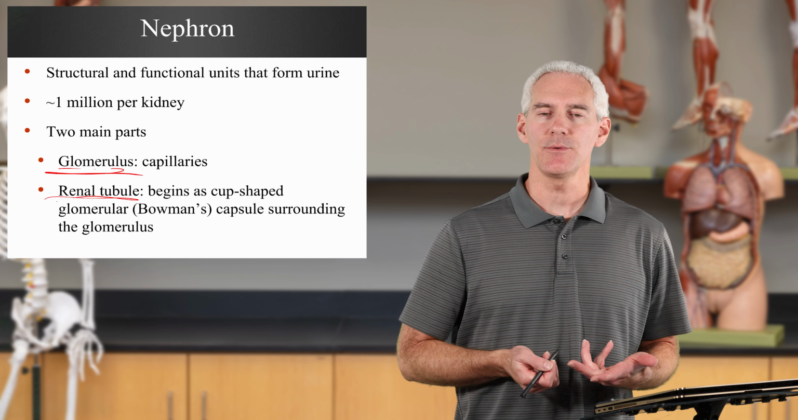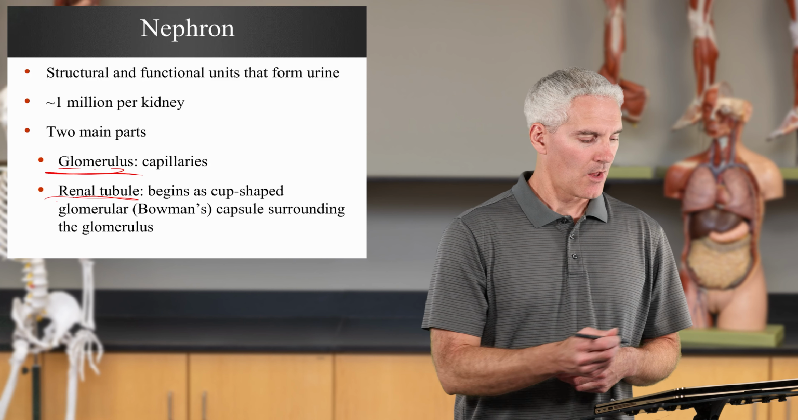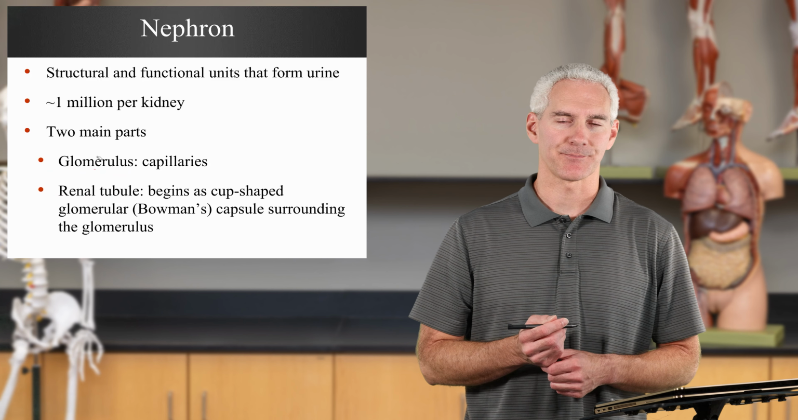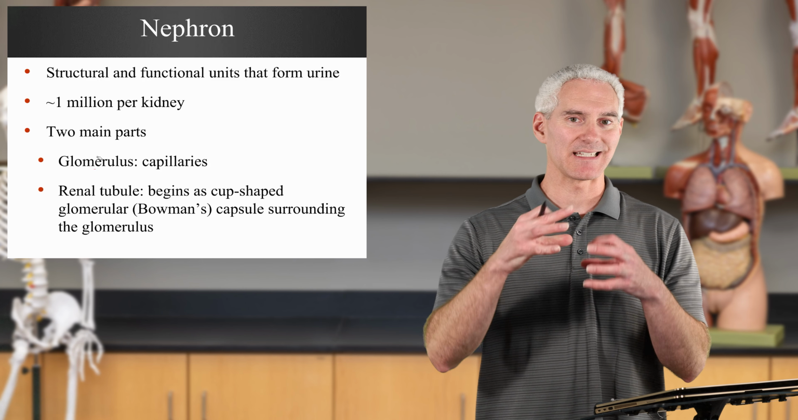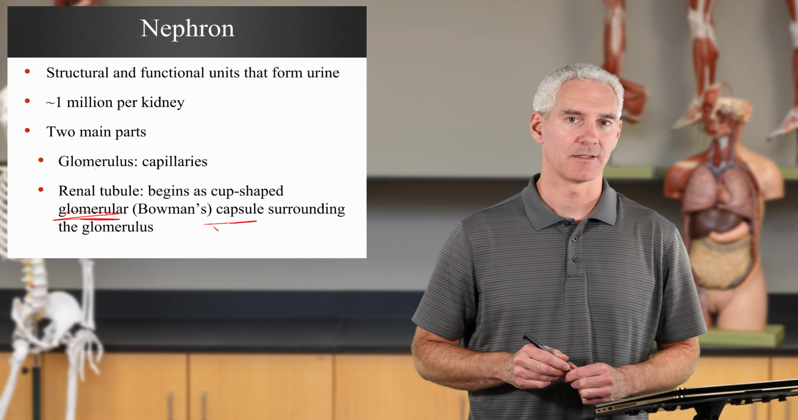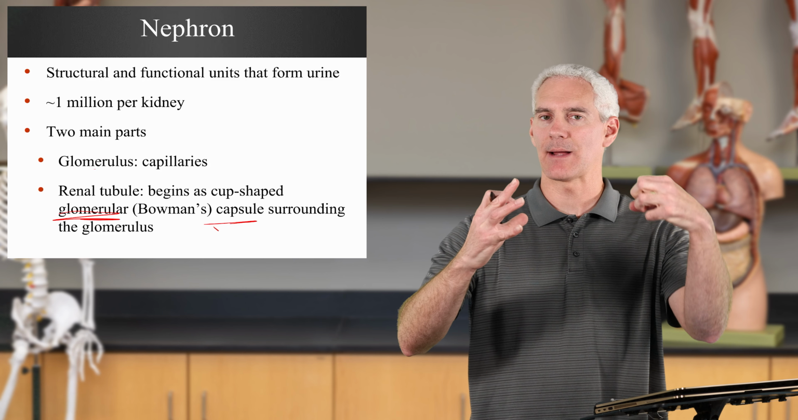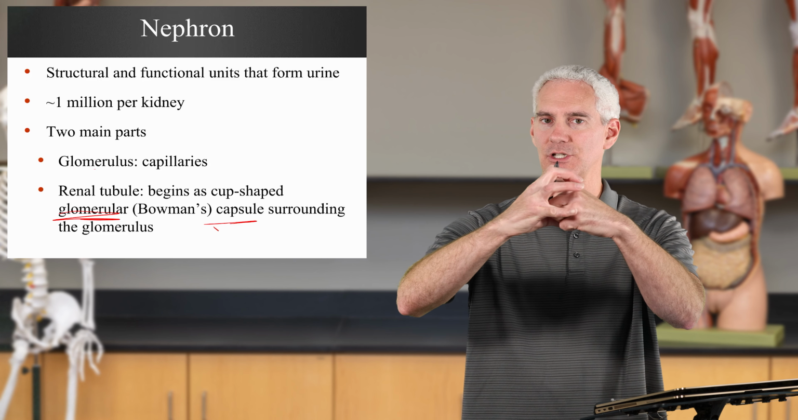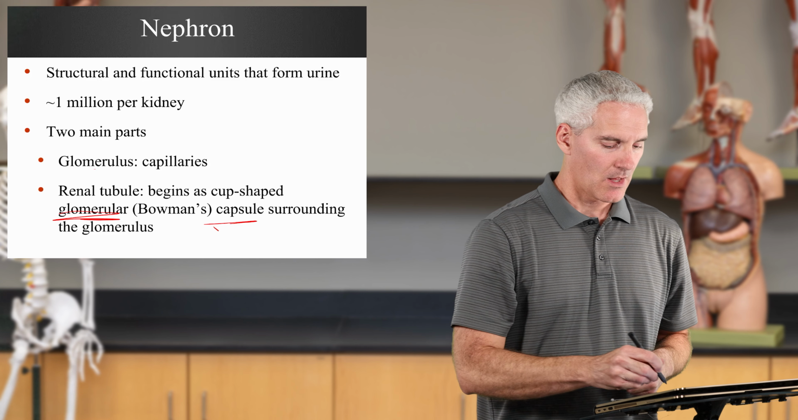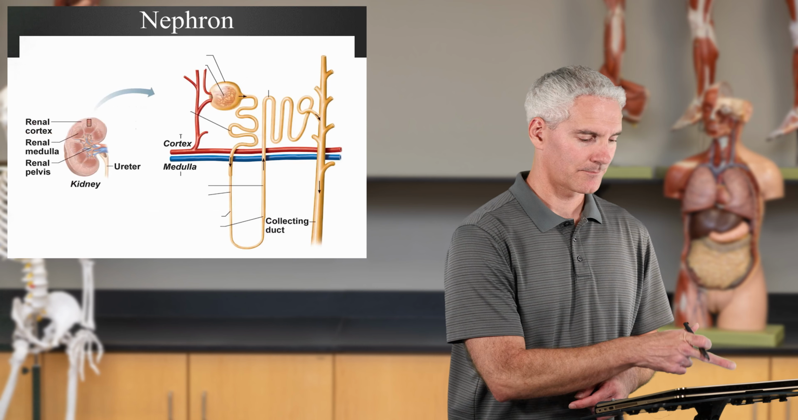Now, this renal tubule is going to have different curves, different parts, different functions. But we're looking at the start. The glomerulus is the capillaries, and the glomerular capsule is what's around it. So you're going to have the glomerulus, which is blood vessels, and then the tubule around it, the capsule. So that's the basis of how this is starting off.